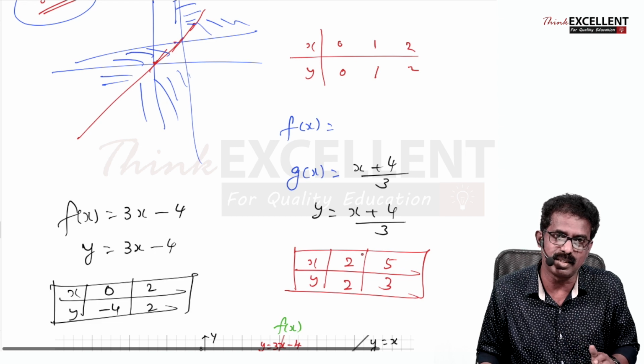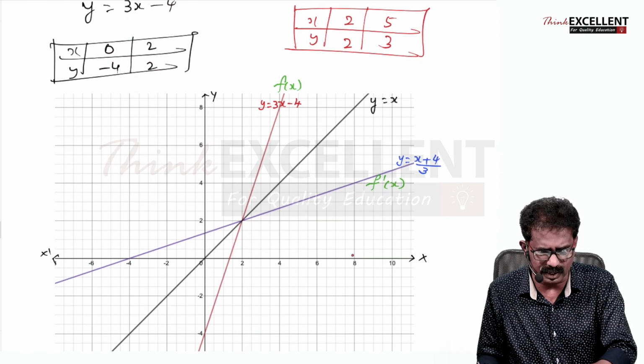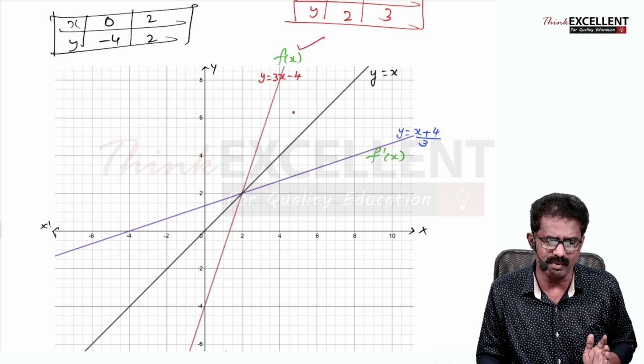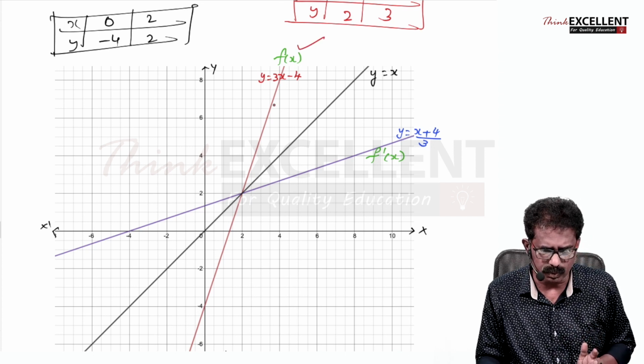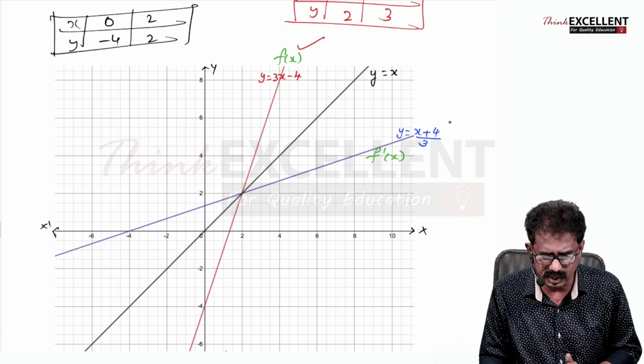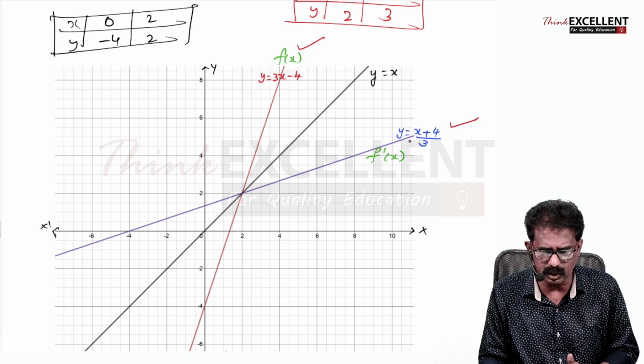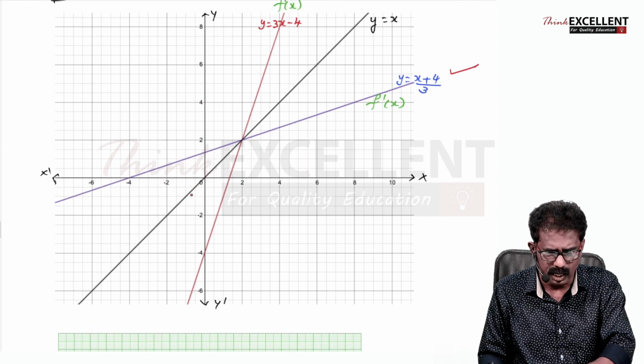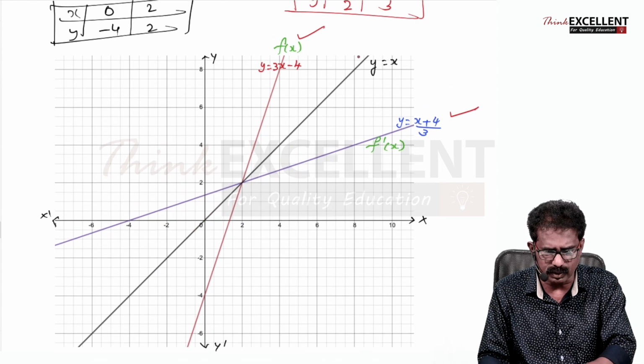Then y equal to x is the third line. Okay, so if you plot all these lines, you will be getting like this. This is the line for f of x. All of you know how to draw the graph. The first line, y equal to 3x minus 4. This is the second one, f inverse of x, that is y equal to (x plus 4) by 3. One is the red line, another one is this blue one, and y equal to x is this line.